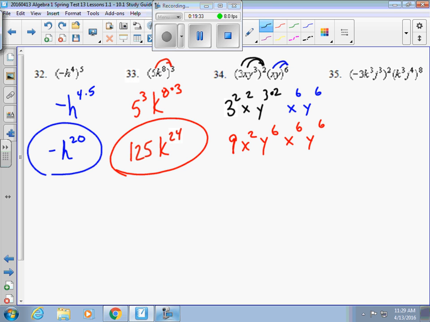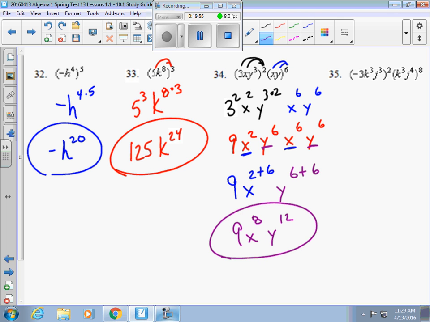So now we have one coefficient, 9. That'll stay just like that. And we have same bases, x and x, so you add 2 plus 6. And we have y and y. You add 6 plus 6. 9x to the 8th, y to the 12th.